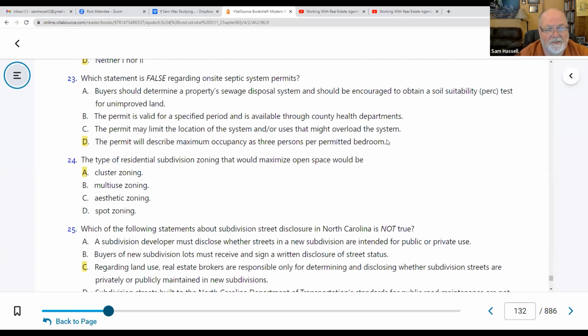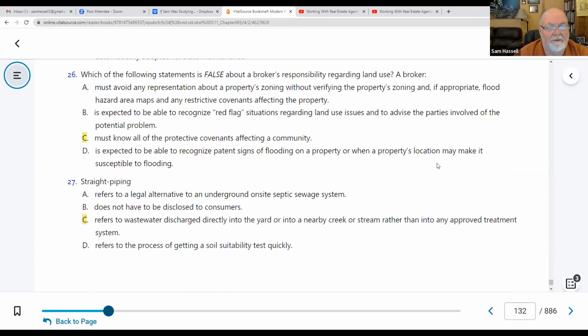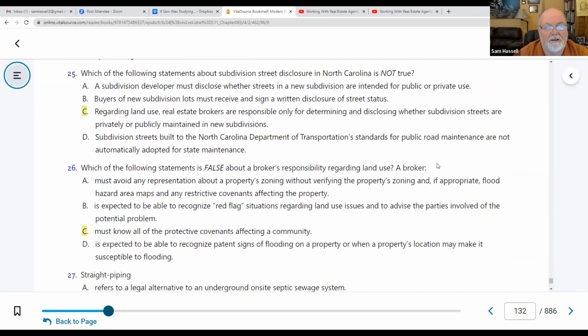Number 24, the type of residential subdivision zoning that would maximize open space would be a cluster zone. That's your cul-de-sac, clustering all the houses, leaving some open space. I know that we're getting near the end here. Number 25, which of the following statements about subdivision street disclosure in North Carolina is not true?